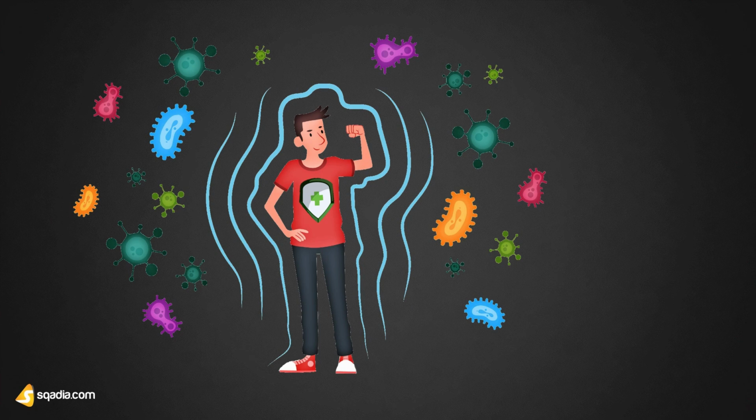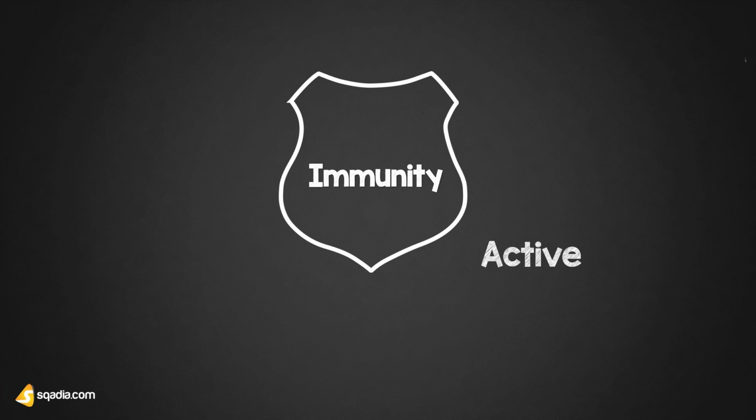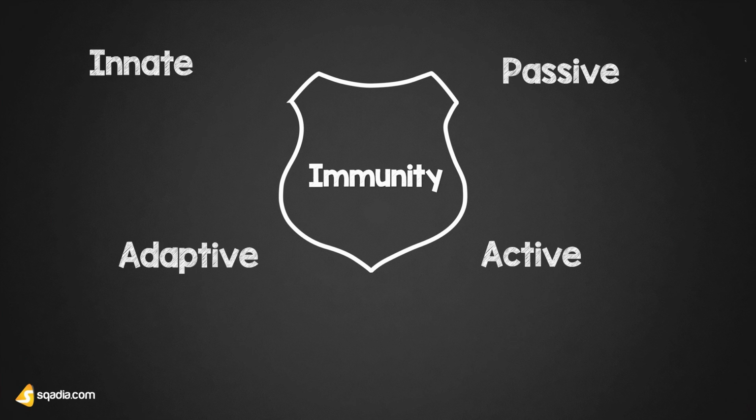This defense system of the body is known as the immune system, and the ability of the immune system of protecting the body against infectious disease is known as immunity. Immunity comes in 4 different forms: active immunity, also known as immunization, passive immunity, adaptive or acquired immunity, and innate immunity.